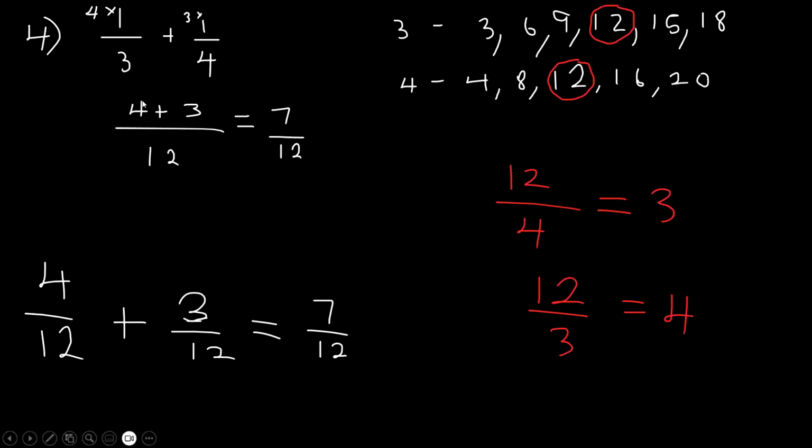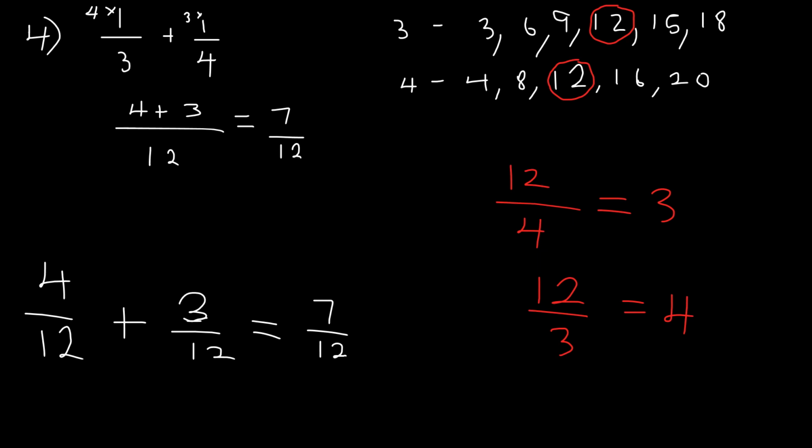So how do I get the LCM? I'm going to list out the multiples of 3, which is 3, 6, 9, 12, 15, 18, and there are many more, but I can't write everything here. The multiples of 4, 4, 8, 12, 16, 20, and again, there are many more, but we cannot write all on this screen today.